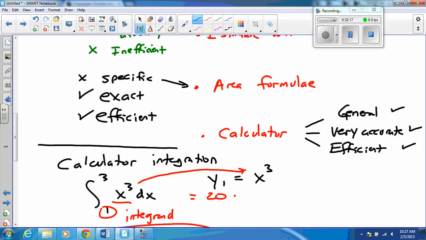It's not quite as efficient as the area formulas, right? Because I have to do a little bit of overhead. But it makes up for that by being very, very general. So a calculator method is slightly inferior to doing area formulas. But in all other ways, it's much, much superior to doing rectangles by hand, isn't it? So there you go. And that's why professional mathematicians do integrations by computer or calculator on a regular basis.